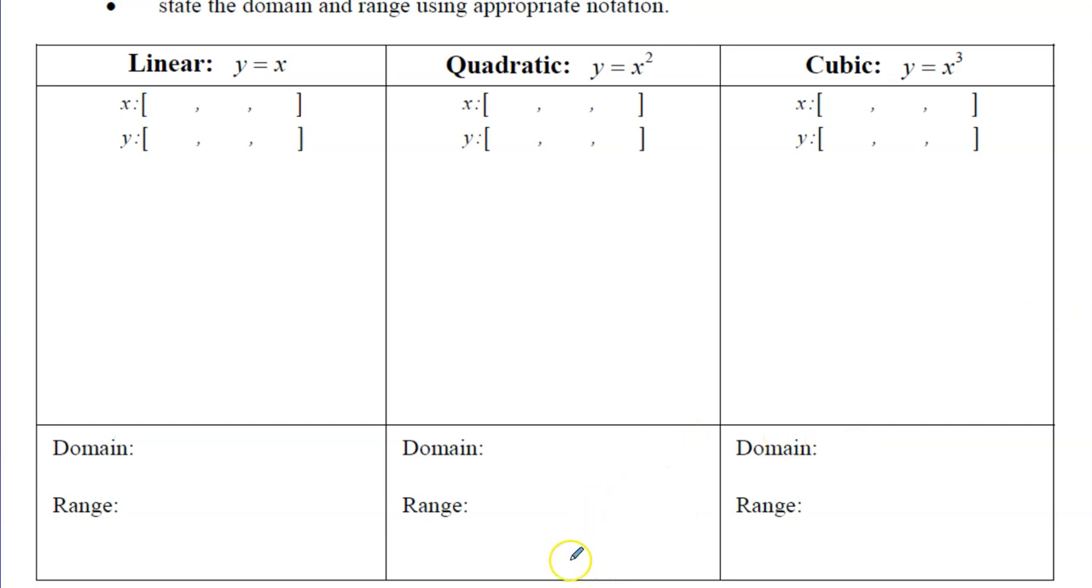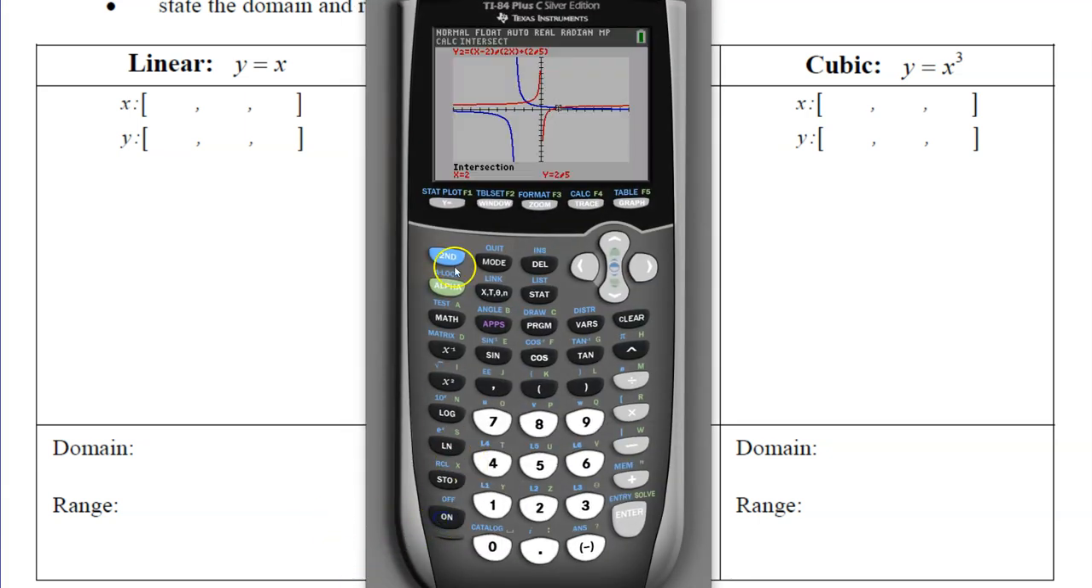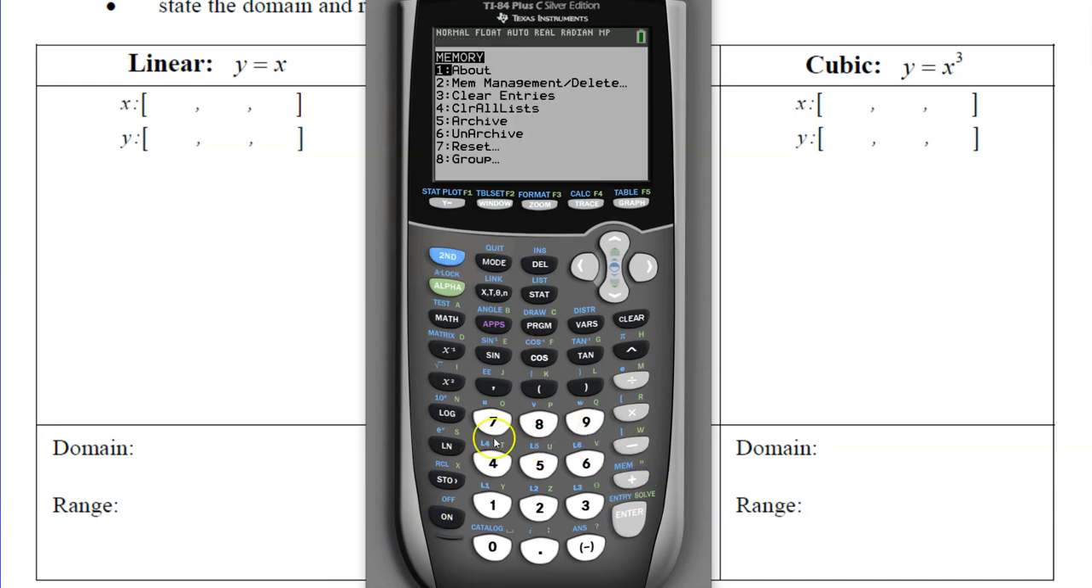All right, let's do it. Let's start with linear. So let's get our calculator out. Turn it on. I'm actually just going to clear. So second mem or plus 7. Left arrow to all. Hit enter. And 2. So if anything ever happens to your calculator, you lose a list, something, you're not sure, you're getting some error, you don't know how to fix it, just reset your calculator and start over.